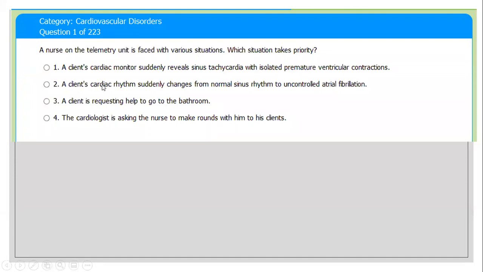Number two, a client's cardiac rhythm suddenly changes from normal sinus rhythm to uncontrolled atrial fibrillation. Number three, a client is requesting help to go to the bathroom. And number four, the cardiologist is asking the nurse to make rounds with him to his client.